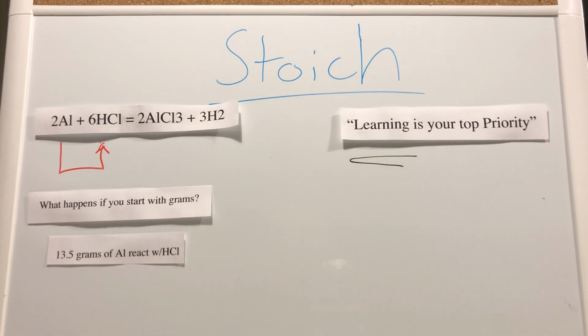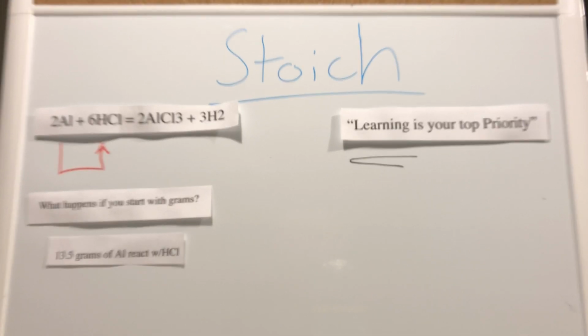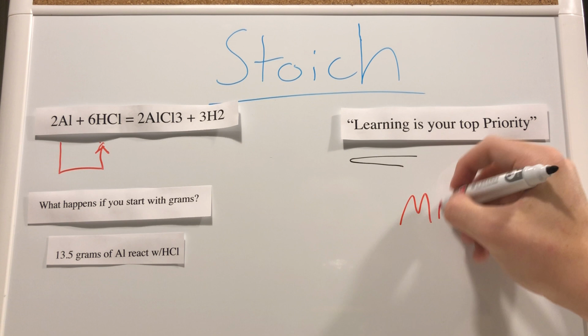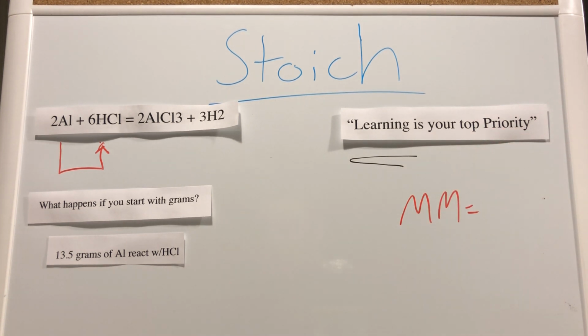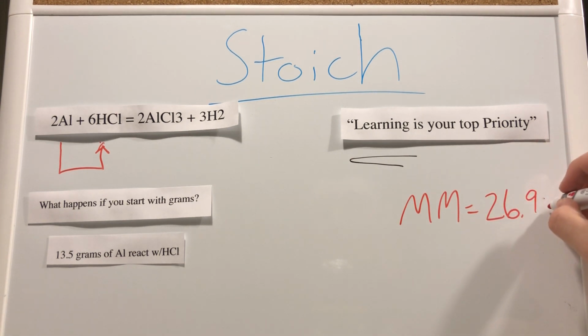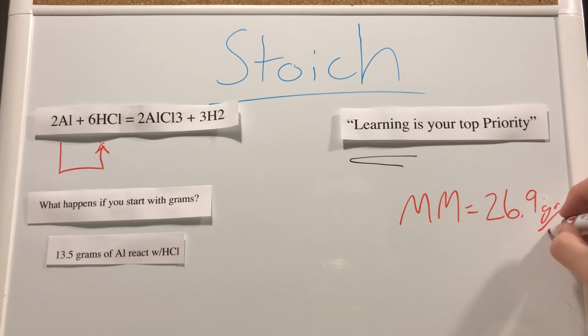That's what we'll do. In this one, we can't just go straight to mole ratio because we're given it in a unit of grams. So we're going to have to refer to our periodic table and find our molar mass and then work from there. All right, so I know that the molar mass of aluminum is going to be 26.9. That's grams per mole.